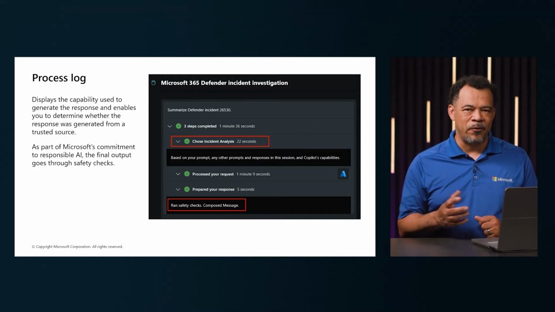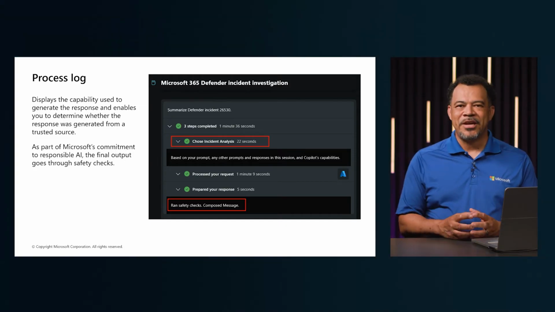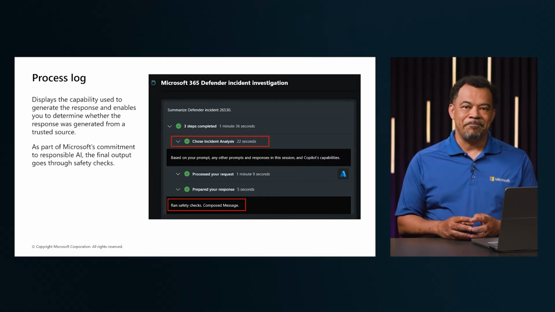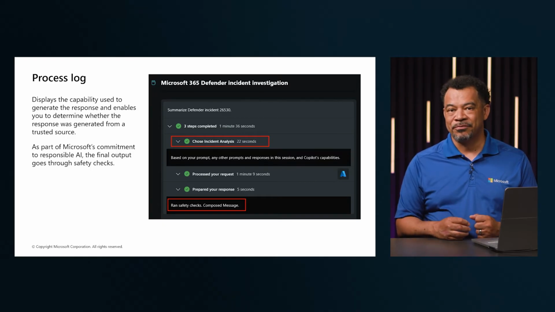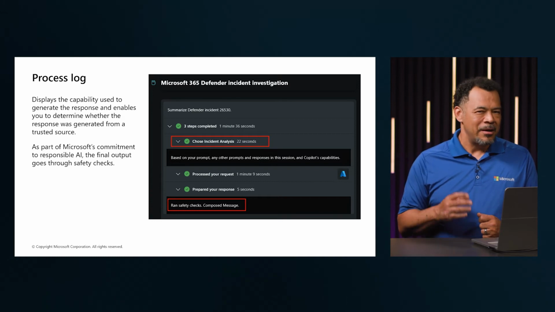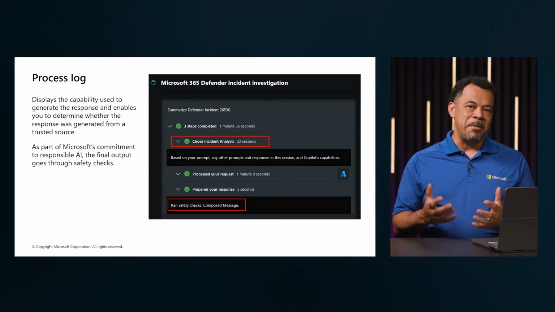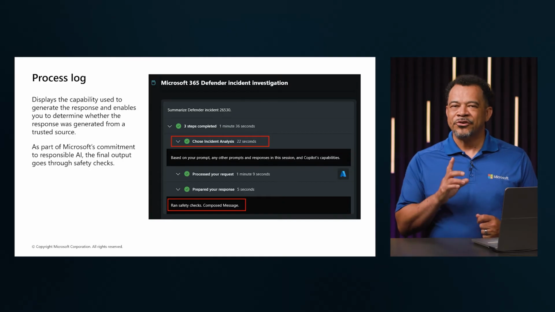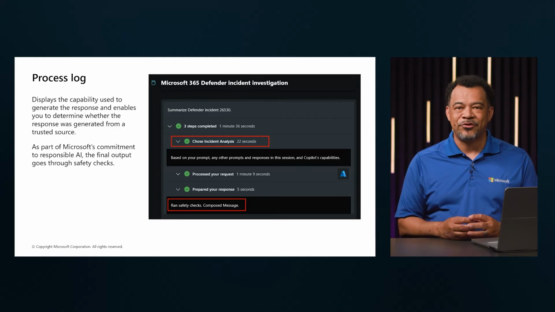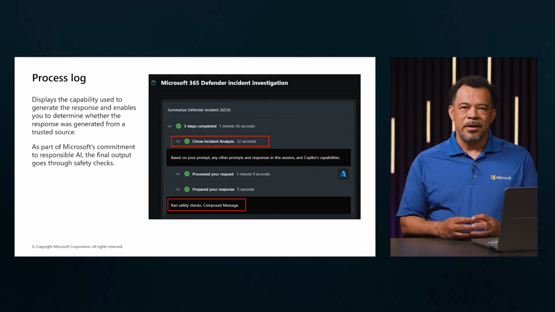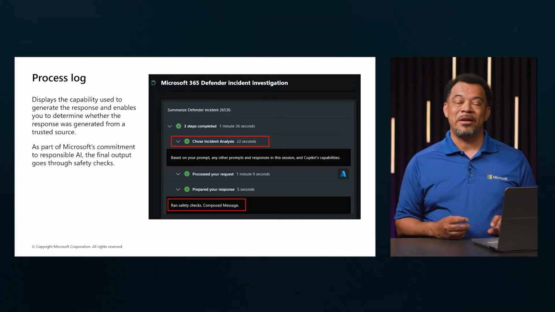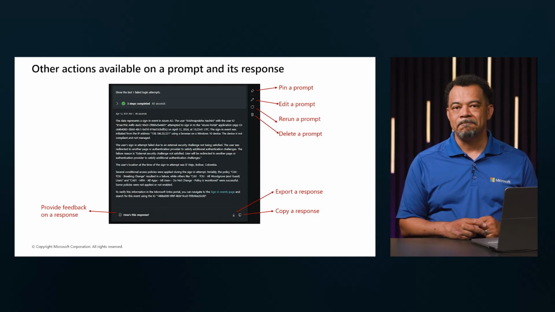The process log is a helpful feature that shows you exactly which capabilities Copilot used to generate a response. It's a great way to check if the information came from a trusted source. Microsoft also runs every response through safety checks before you see it as part of its commitment to responsible AI. So not only do we get transparency, but you also get an extra layer of quality control. It's all about making sure the insights you're working with are both reliable and, importantly, safe.